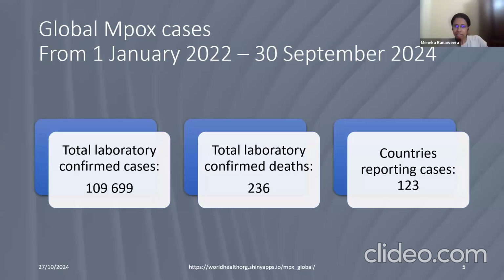If you look at global Mpox cases from January 2022 to 30th September 2024, the total laboratory confirmed cases is 109,699, with 236 confirmed deaths, reported over 123 countries. In Sri Lanka, 4 cases have been reported. Although the laboratory confirmed cases are this many, the suspected cases may be higher.